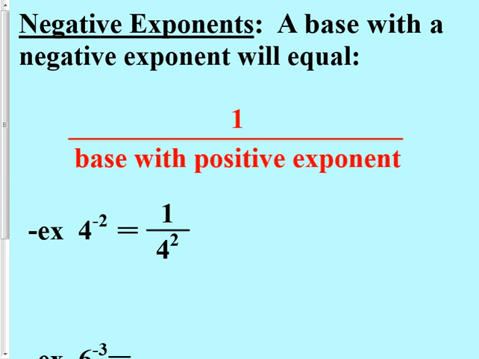A negative exponent is when you have a base with a negative exponent. It's always going to equal 1 over whatever the base with a positive exponent would be. In other words, the reciprocal of whatever the base with the positive exponent would be. So for example, 4 to the negative second power is actually equal to 1 over 4 to the second power. So that's 1 over 4 times 4, which is 1/16.